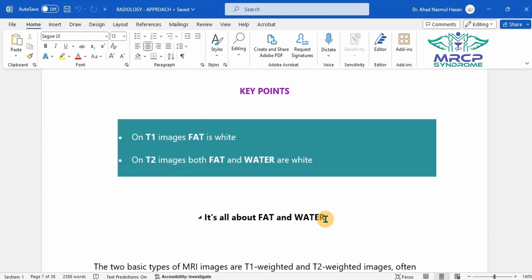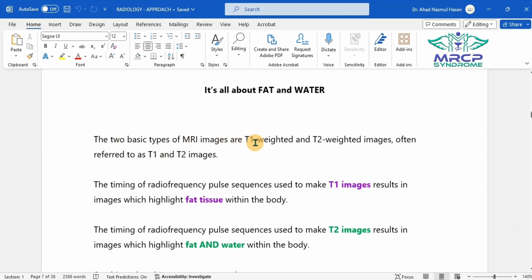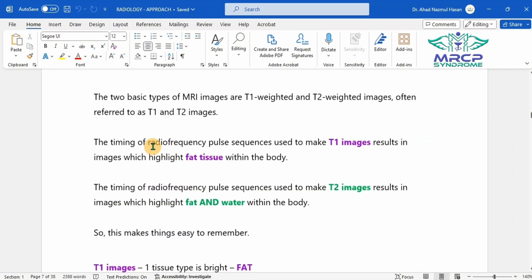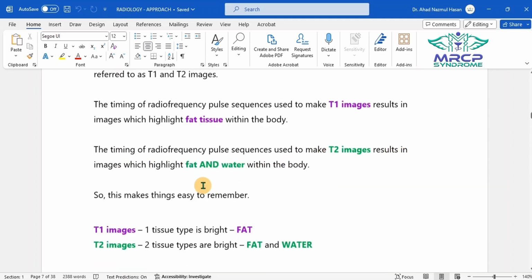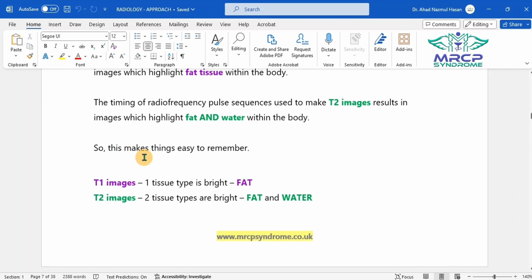The water or CSF would be dark in T1 and it should be bright in T2, and the fat components would be bright or hyperintense or white in both conditions. The two basic types of MRI images are T1 weighted and T2 weighted image, often referred to as T1 and T2 images. The timing of the radiofrequency pulse sequences used to make T1 images results in images that will highlight the fat tissue within the body. The timing of the radiofrequency pulse sequence used to make T2 images results in images which highlight fat and water within the body. So this makes things easy to remember.